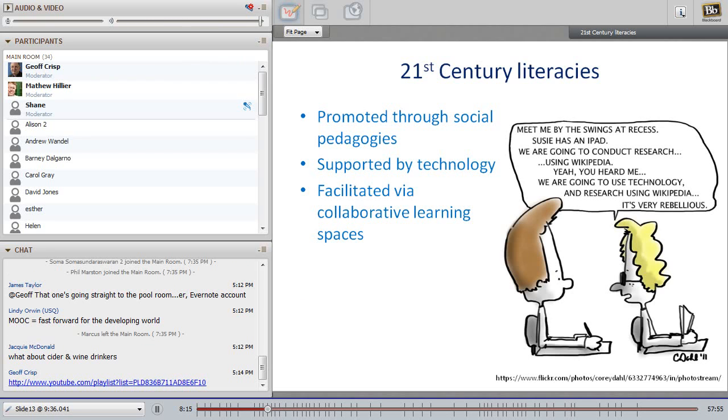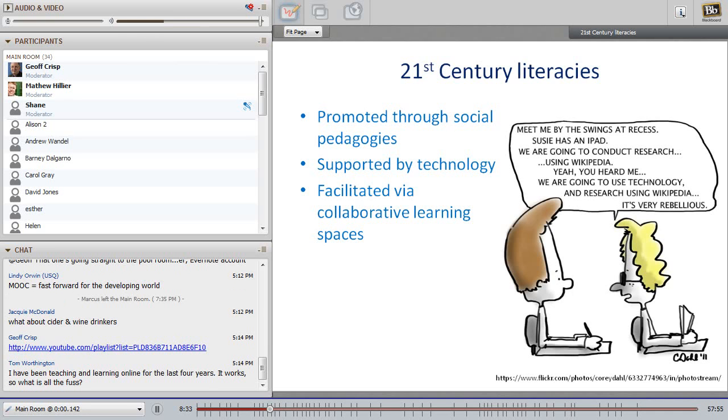So these 21st century literacies, trying to build all this together, where we're going around this conversation is, they're developed through these social pedagogies, they're supported by technology, and they're facilitated by these collaborative learning spaces, which obviously occur in formal spaces or informal spaces in industry and external to the universities. And I think that's a lovely little cartoon there.